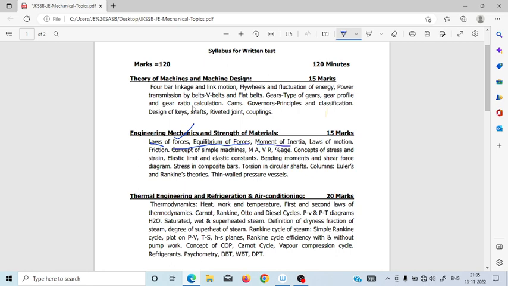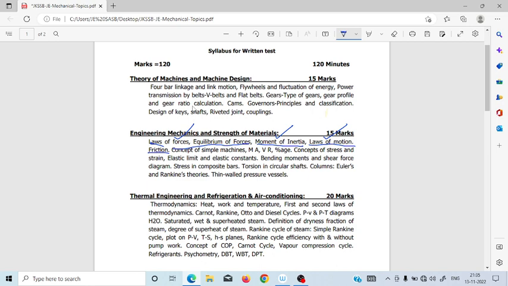Then we'll move on to moment of inertia, which has mass moment of inertia and area moment of inertia. Mass moment of inertia has its applications in theory of machines. Area moment of inertia has applications in strength of materials. Then we'll move on to laws of motion, which are Newton's second law of motion and D'Alembert's principle. Then we'll move on to friction, which is static as well as kinetic. We'll discuss both of them.